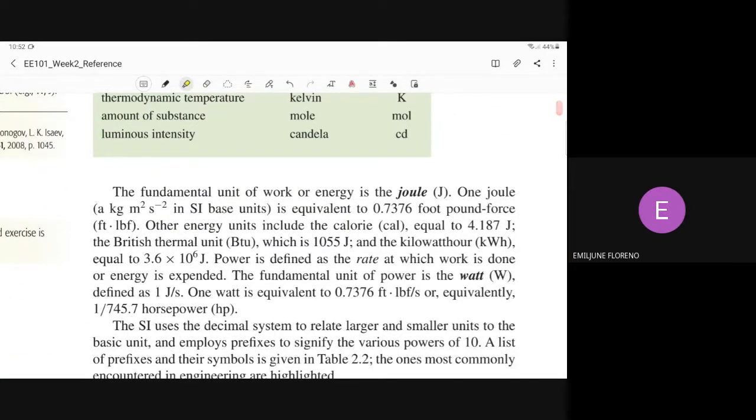Now let's go to the world of electricity. So the fundamental unit of work or energy is joule. And 1 joule is equivalent to kilograms times meters squared per second squared, and that would be in SI unit. Then the unit of power is watt. So watt is for power, then the fundamental unit of work or energy is joule.